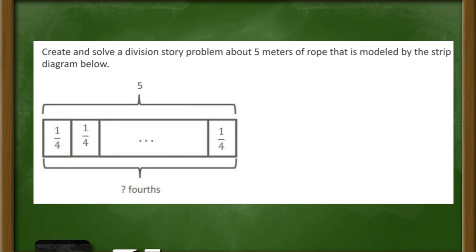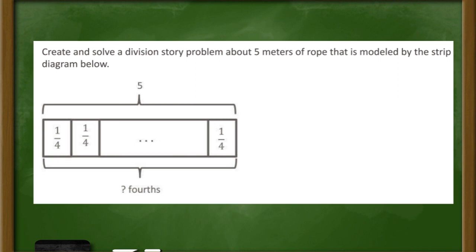What else can we tell just by looking at the strip diagram? Use your eyes and make an observation in your mind. When I'm looking at the strip diagram, some other things that stand out, especially with numbers, is the 1/4. I can tell that the 5 meters of rope is being cut into fourths. I can also tell that the 5 meters of rope is being cut into pieces that are 1/4 meter long. So they're being cut up into different pieces, and each of those individual slices is going to be 1/4 thick.